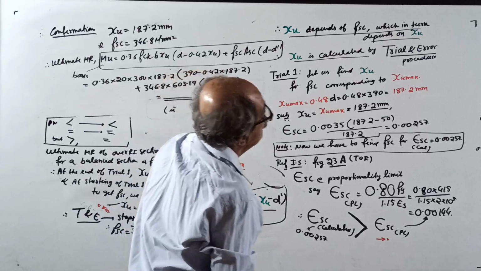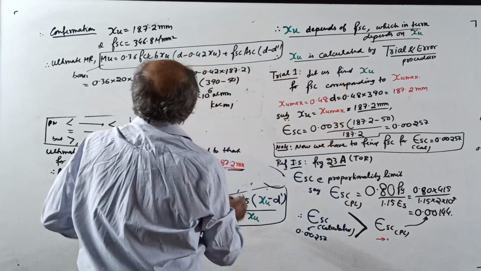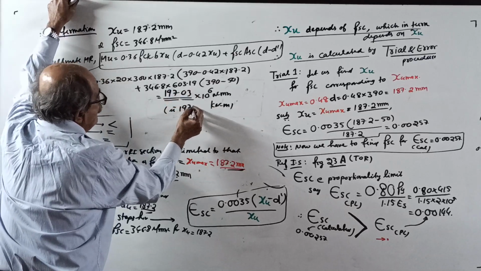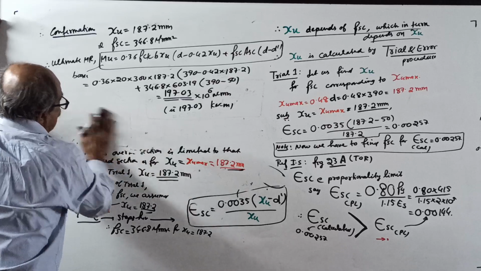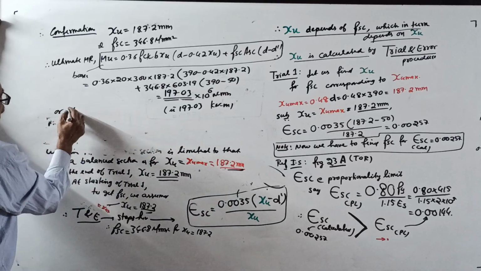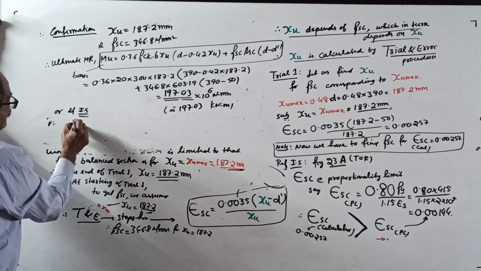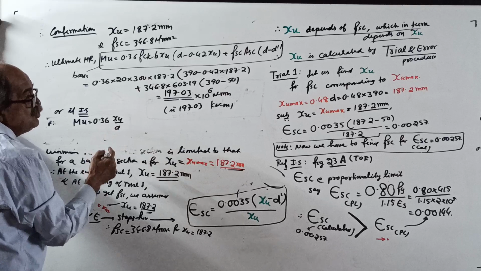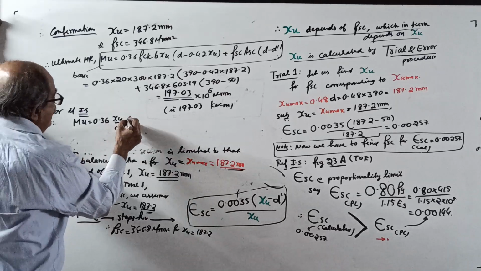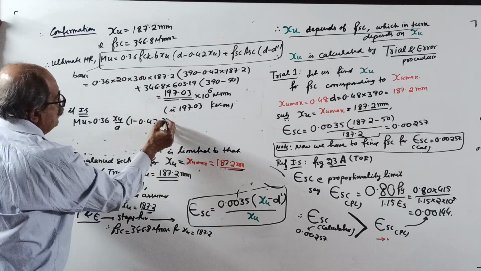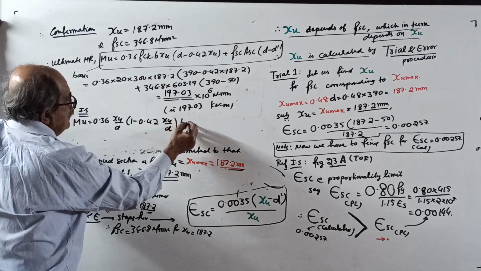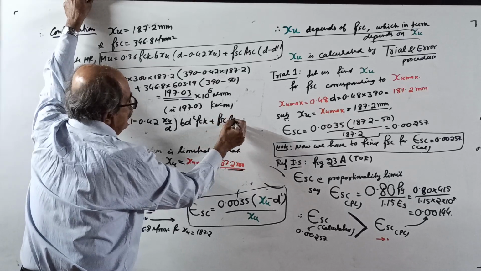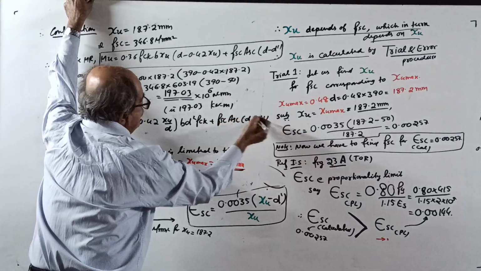MR is 197.03. Or if IS code version is used, then MU equal to 0.36 into XU by D into 1 minus 0.42 into XU by D, into BD square into FCK, plus FSC into ASC into D minus D dash.